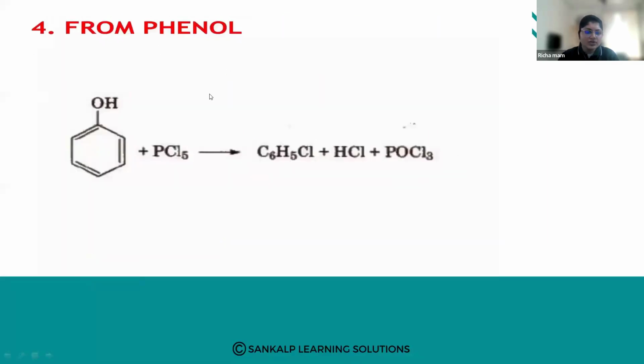Here we have taken phenol, and we have treated it with phosphorus pentachloride. What are we obtaining? The hydroxy group, OH group, is replaced by the chloro group, and you will obtain chlorobenzene plus HCl plus POCl3. So from phenol also you can obtain aryl halides. These are the reactions.